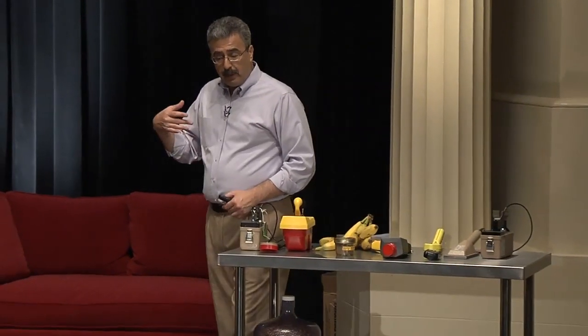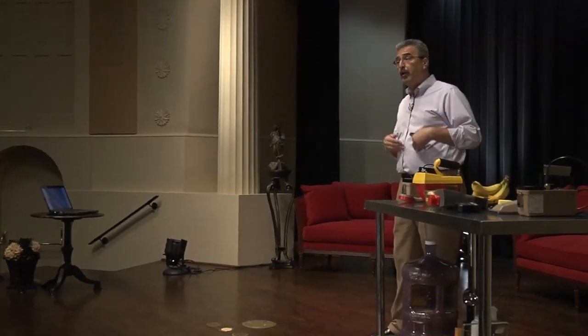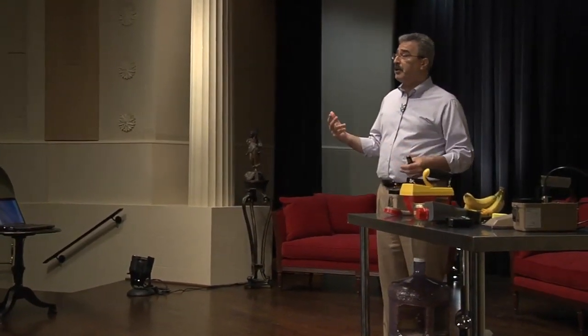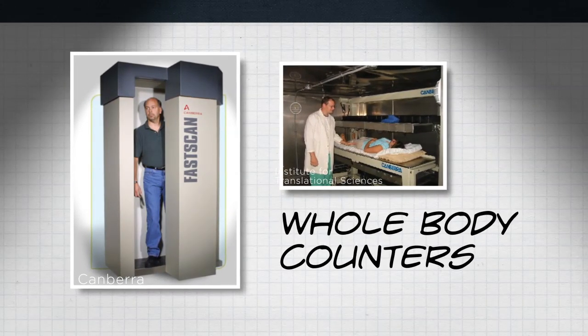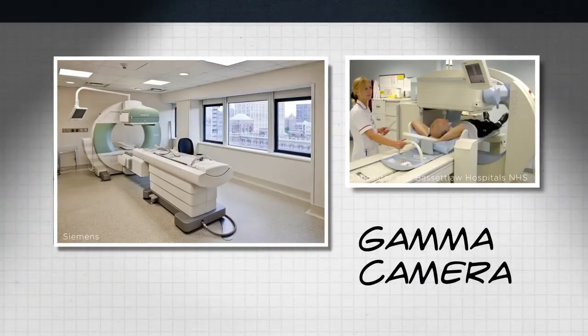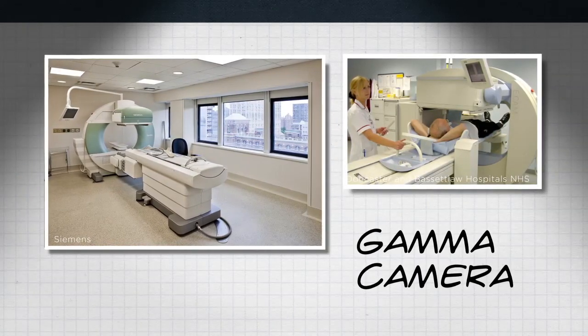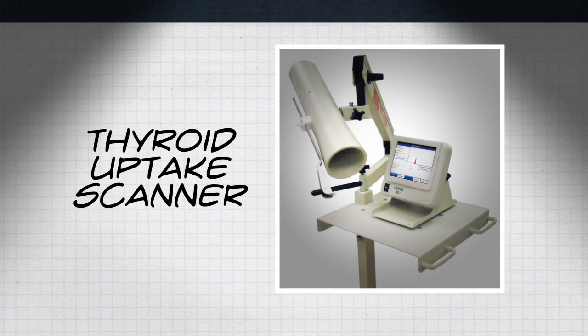There is also specialized instrumentation to measure the amount of activity inside a person. So when a person has been contaminated and has internal contamination, these specialized instruments are called whole body counters, and they measure the activity inside a person. Hospitals also have instrumentation that they routinely use to monitor the amount of radioactive materials that are given to the patients. And of course, we have laboratory equipment.